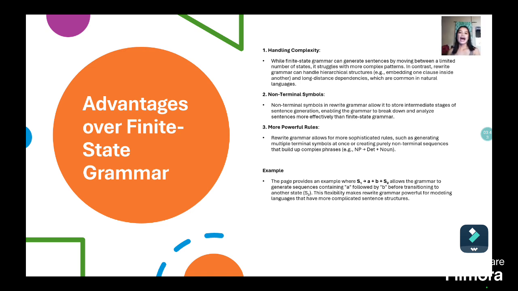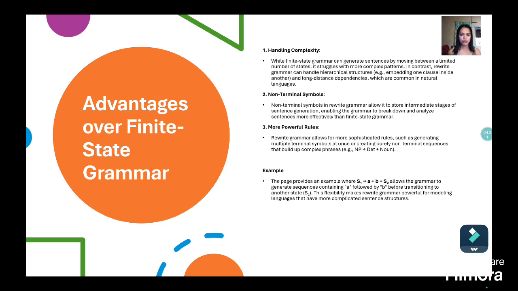So, advantages over finite state grammar. Number 1, handling complexity. While finite state grammar can generate sentences by moving between a limited number of states, it struggles with more complex patterns. In contrast, rewrite grammar can handle hierarchical structure, for example embedding one clause inside another, and long-distance dependencies, which are common in natural language. Number 2, non-terminal symbols. Non-terminal symbols in rewrite grammar allow it to store intermediate stages of sentence generation, enabling the grammar to break down and analyze sentences more effectively than finite state grammar.